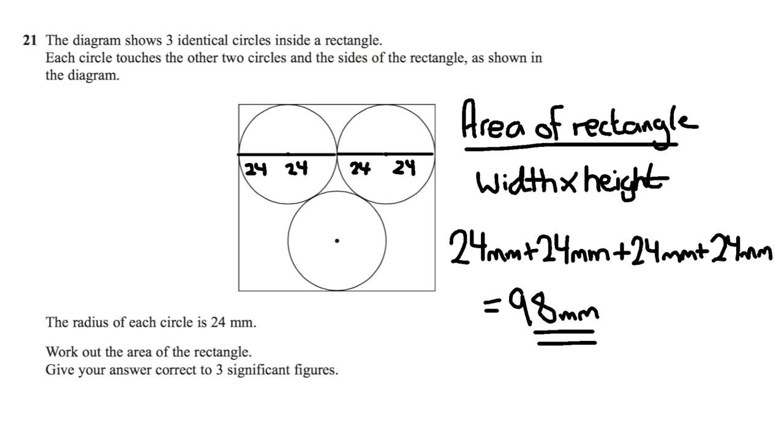To calculate the height of the rectangle, we need to form a triangle in the middle. This triangle is an equilateral triangle, as all the sides add up to 48 millimeters. That's two radii, and that's two radii. So this is an equilateral triangle, and all the lengths are 48 millimeters.